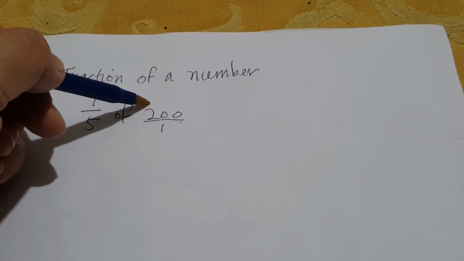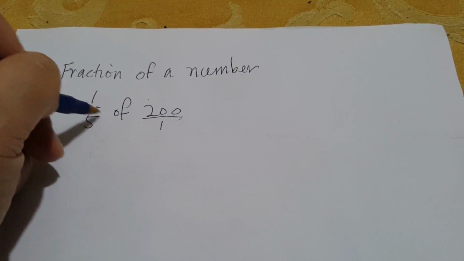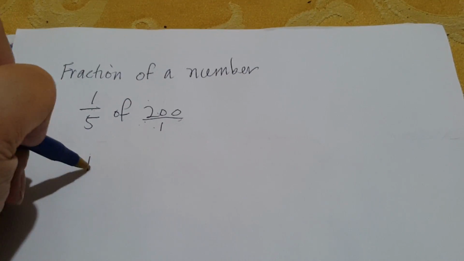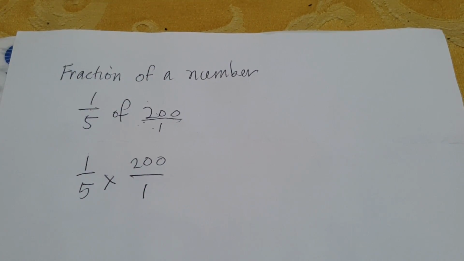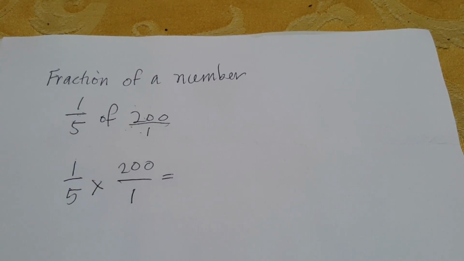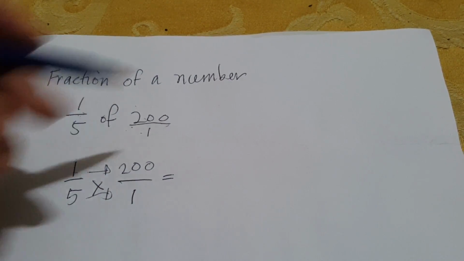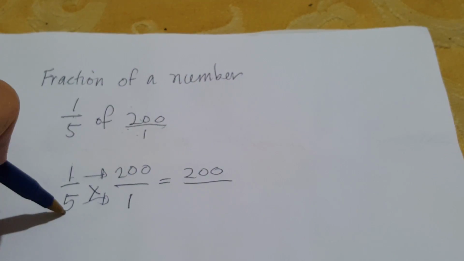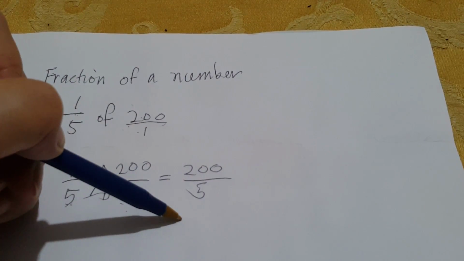Why? Because 200 divided by 1 is still 200, so we did not change the value of the number, okay? So what we're looking for really is 1/5 of 200 over 1. So 1/5 times 200 over 1, okay? And with multiplication, this is the easiest in the world because you do not have to change the denominators to make it the same. You just multiply straight, okay? So you have 200 over 5 times 1, 5. Now, you need to simplify.